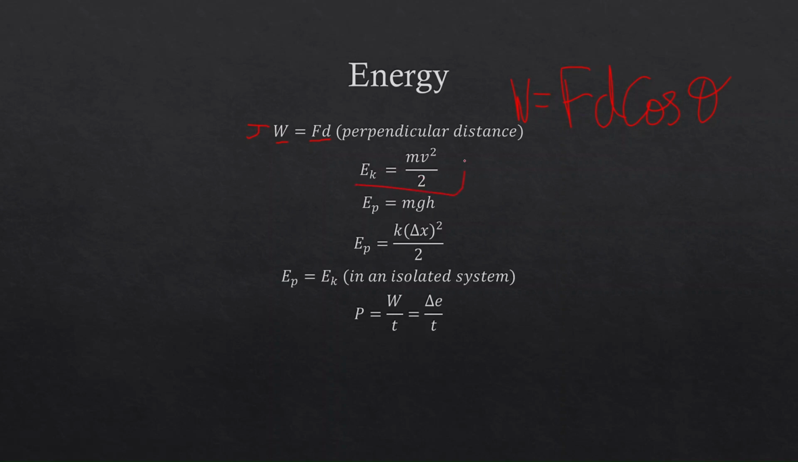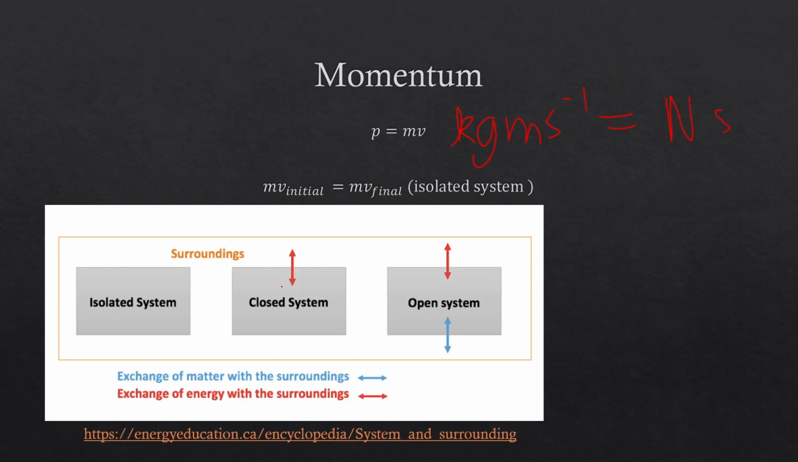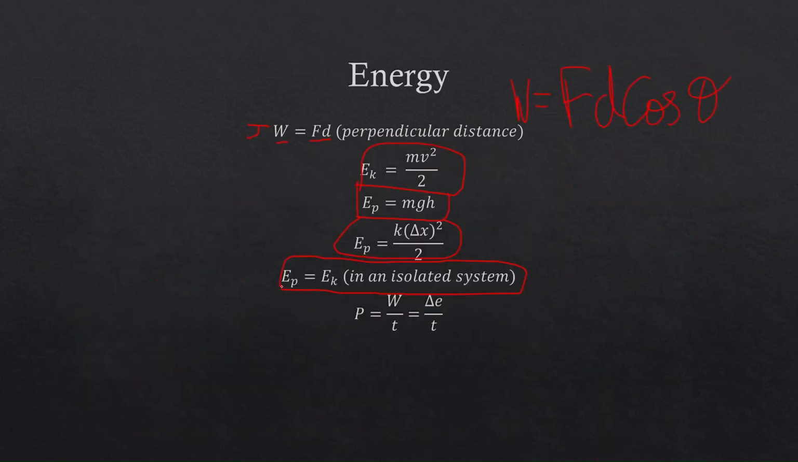Then you have kinetic energy is equal to mv squared by 2, gravitational potential energy, which is equal to mgh, and elastic potential energy is equal to k delta x squared divided by 2. Delta x is again the displacement, and k is the spring constant. And in an isolated system, energy is conserved. That's the idea, right? It's the only system where energy is conserved, and that is why it's only in the isolated system.